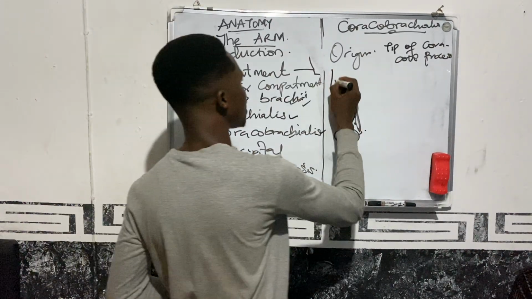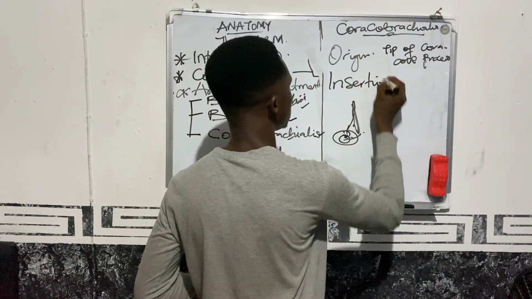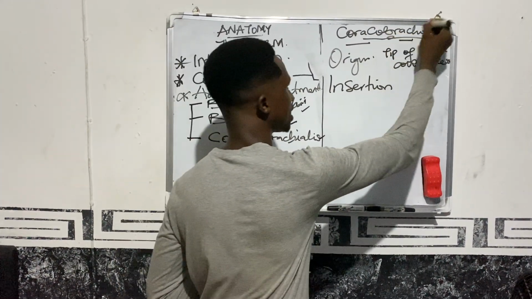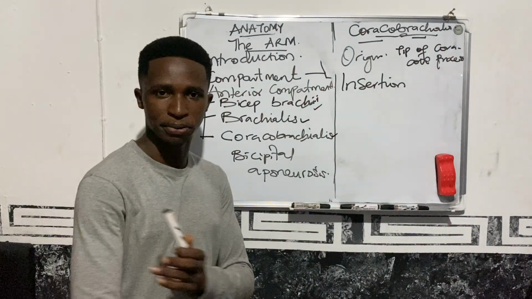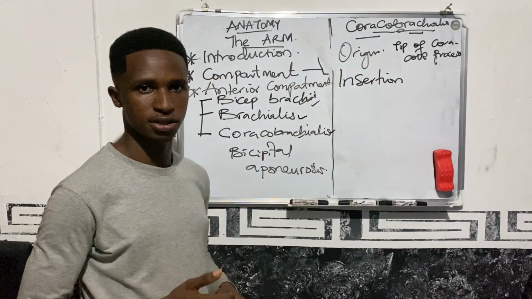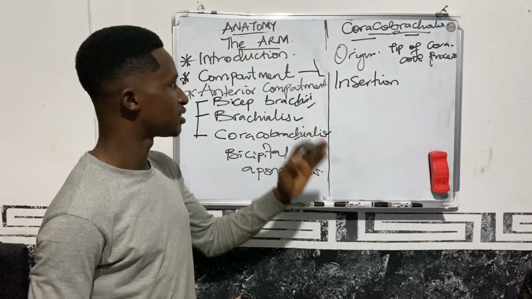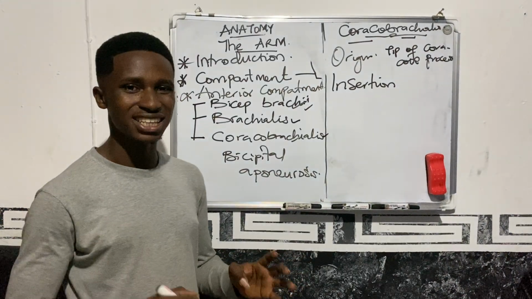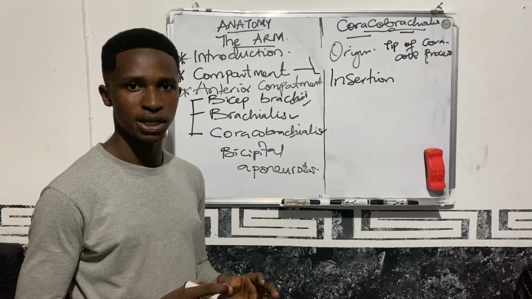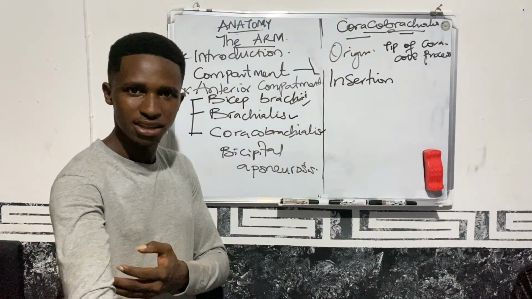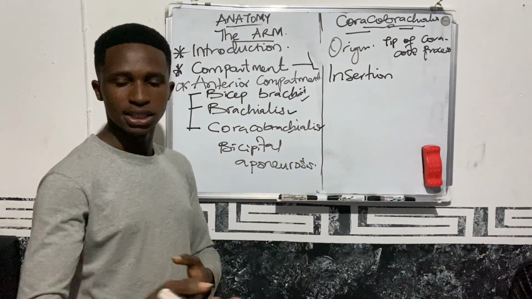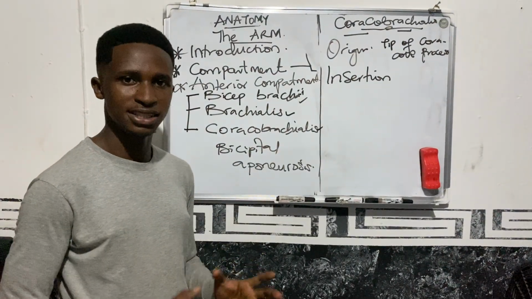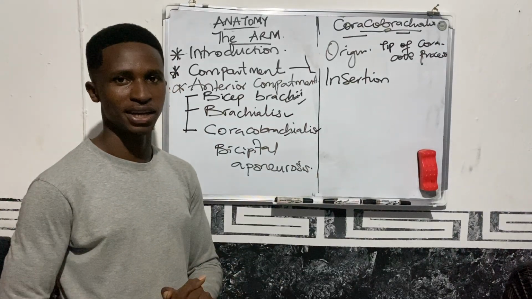Next point, insertion of the coracobrachialis muscle. Coraco is its origin, brachialis is telling you that it inserts in the brachium, that's in the humerus. Now, talking about the insertion, simply put, you can say the coracobrachialis muscle inserts at the middle aspect of the medial surface of the humerus. That is the insertion of the coracobrachialis.